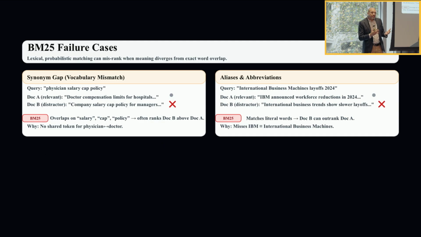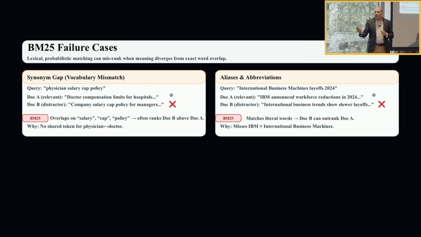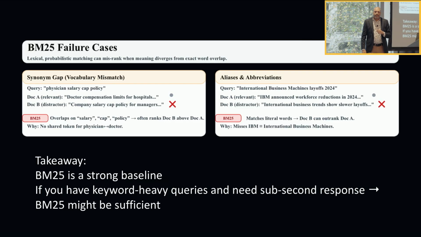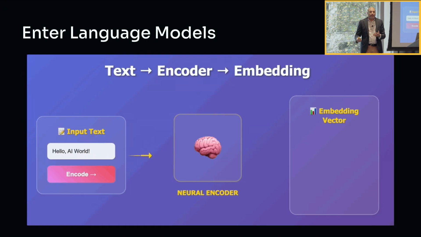However, we know this type of algorithm has a failure. If I'm asking for physician, but the document has the word doctor in it, there's not a lexical overlap. Right? The algorithm's going to fail here. Same with International Business Machines and IBM. So that's one of the limitations of this. But despite that, this is a strong baseline. I think most of us will use lexical search. So it has these limitations, but we've got better algorithms.